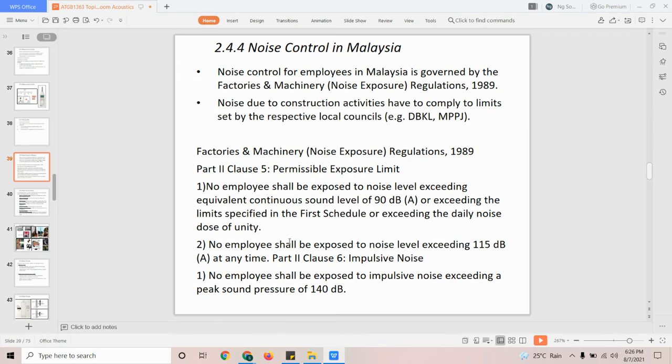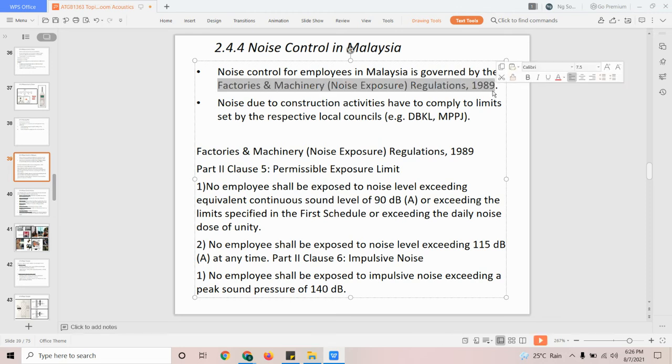And behind that, we have all these clauses and then also laws and regulation behind all this control. So we can have a factory and mechanical regulation. This is a very old regulation on noise control.